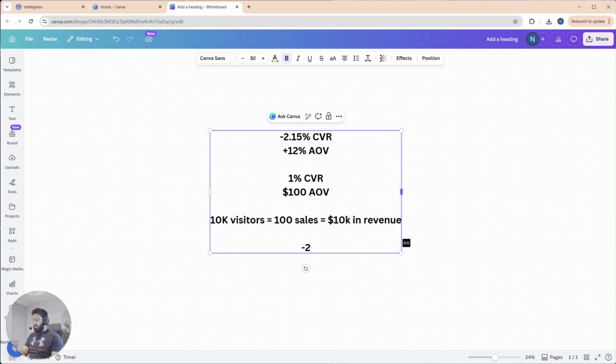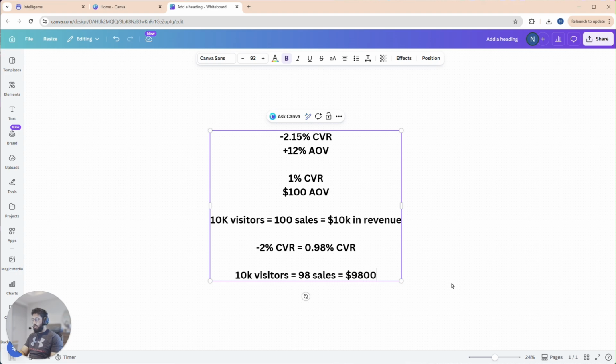Now, if we apply that negative 2% CVR, that means that your new conversion rate will actually be 0.98%. So your new conversion rate will be 0.98% instead of 1% CVR. That means that your 10K visitors will result in 98 sales, not 100, and that will result in $9,800 or 9.8K in revenue. So you can see that we've had a dip here by 2 sales, which has decreased our revenue by $200. That's worse off, right? That's a bad thing. We don't want conversion rates to go down.